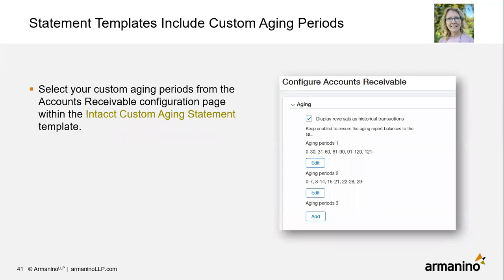Last one for accounts receivable is the custom aging periods is now available on the Intacct custom aging statement printed document template. So here on my screen, you can see that I have two different aging periods. I have a custom one, which is called my aging period 2, where I'm doing a weekly aging. If I wanted that particular aging to be on the statement, I can have my aging versus just the out of the box 30, 60, 90. Okay, so you can have your own aging periods be on your statements to your customers.